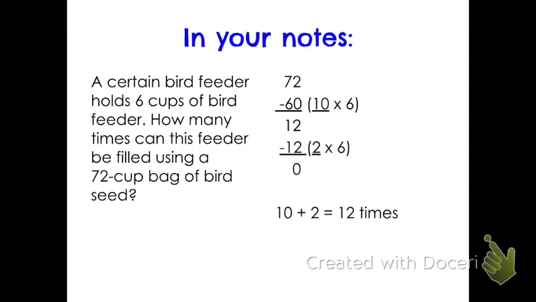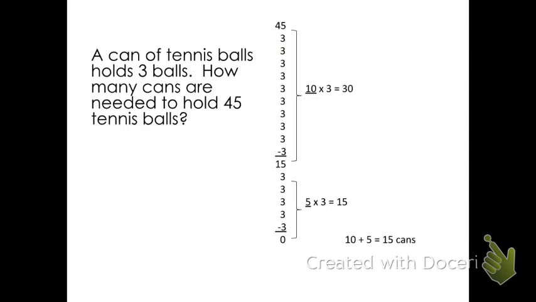A can of tennis balls holds 3 balls. How many cans are needed to hold 45 tennis balls? What we're going to be doing today is subtracting our groups until we end up with 0. I know some of you have already been working with long division, and you could probably set this up as a long division problem. But to understand how we get to our answers in long division, we want to start with understanding that it starts with repeated subtraction.